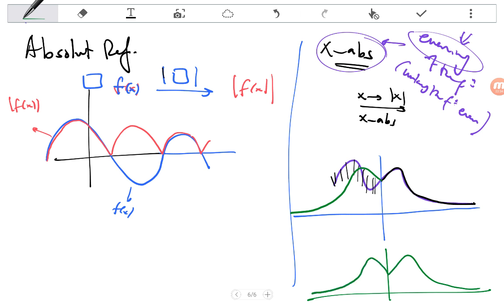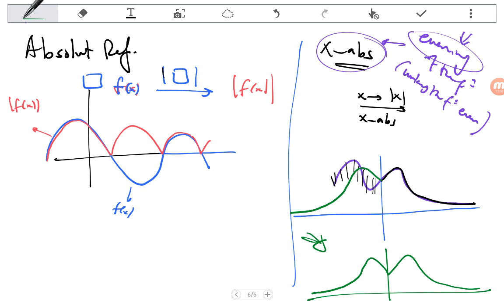That's why it is called evening of the function. It makes it even. Do you remember what an even function is? It seems you are not studying. What is an even function? An even function is symmetric about the y-axis. Now look at this output. It is obviously symmetric about the y-axis. So that is how we make an x absolute.